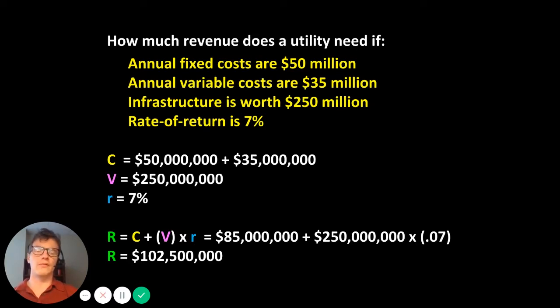V, the value of the infrastructure, is 250 million, and the rate of return for shareholders is 7%. So we can say R is equal to C plus V times r, which is 85 million plus 250 million times 0.07, and we get a target revenue amount of 102,500,000.